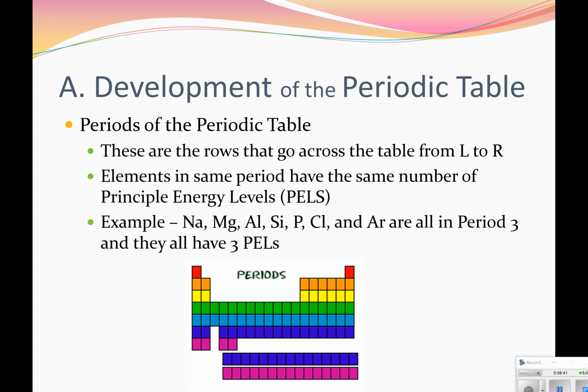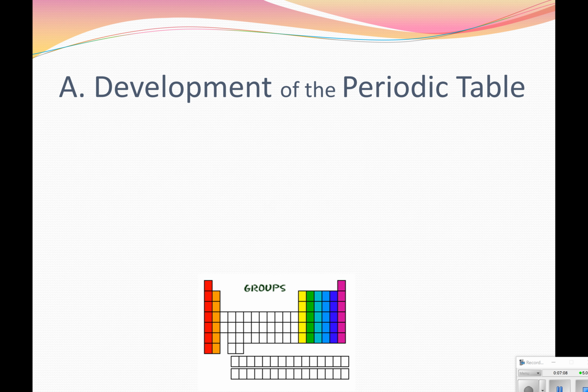The periods of the periodic table are the rows that run from left to right. And we've talked a little bit about this, but all the elements that are in the same period have the same number of principal energy levels. For example, consider the elements in period 3: sodium, magnesium, aluminum, silicon, phosphorus, chlorine, and argon all have 3 principal energy levels. And if we look at their electron configuration, they would contain 3 numbers apiece.